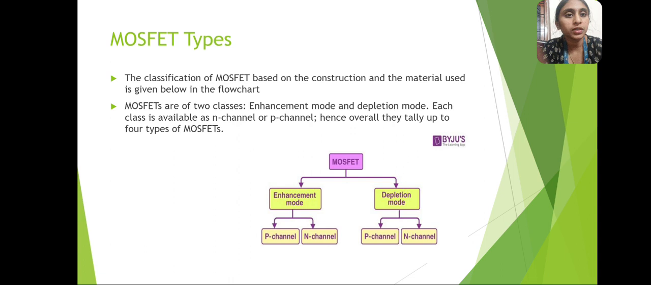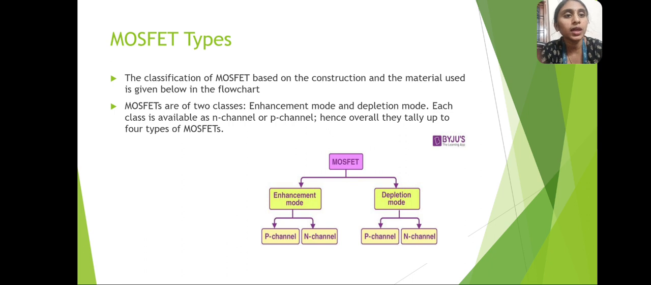MOSFET types. Classification of MOSFET is based on the construction and the material used, as in the given flowchart. MOSFETs are of two classes: enhancement MOSFET and depletion MOSFET. Each class is available as N channel or P channel.